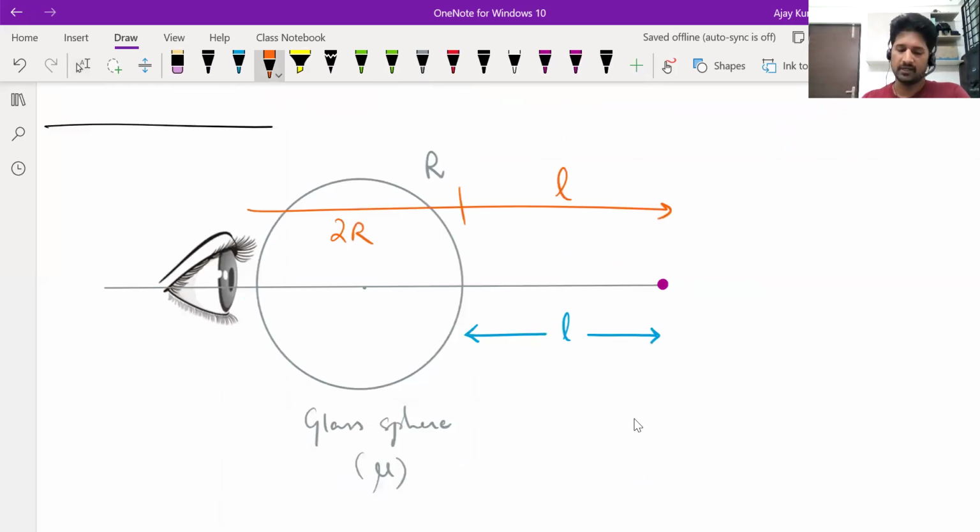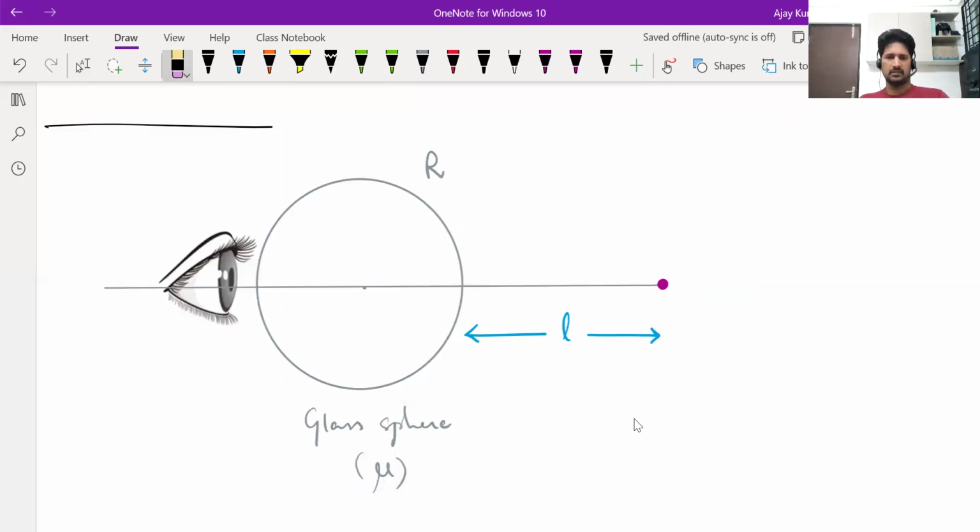You have to find out the apparent distance. Does it appear closer, farther? And what is the apparent distance? Try.